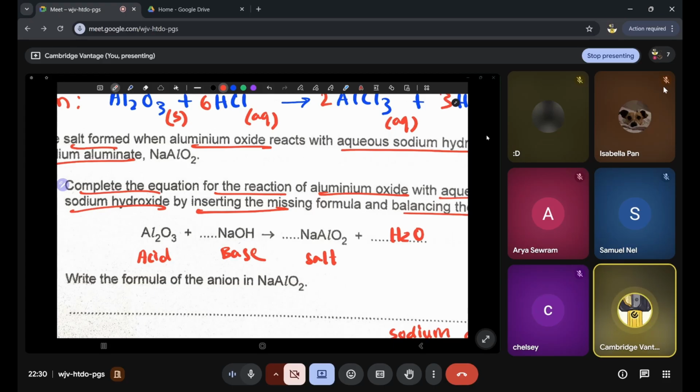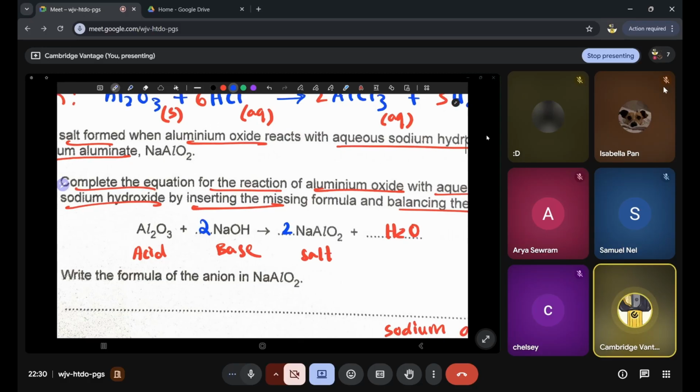But the main thing is balancing this equation. So I see that I have 2 of aluminum, so that means I will need a 2 over here. And when I add this 2, I notice that I have 2 of sodium as well. So that way I will have 2 in front of sodium hydroxide. And then the last thing I have to look for is the balancing of oxygen.